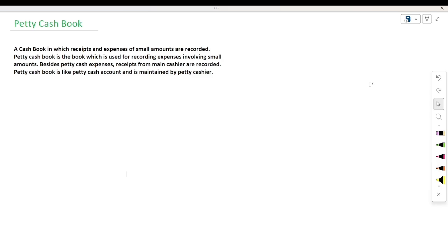Okay, see here. First of all we will understand what is petty cash. Petty cash is a book in which receipts and expenses of small amounts are recorded. It is the book used for recording expenses involving small amounts. It means we cannot record expenses that are in a large amount; we can only record expenses which are in a small amount. The petty cash book is like a petty cash account. It is maintained by the petty cashier.